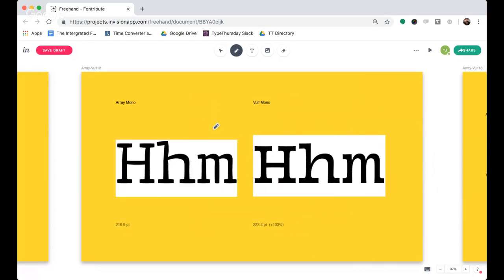Okay, so now we've got the comparison of the capitals to the lowercase and their ascenders to the x-height relationships. What we'll notice is that Vulf Mono has a much wider form in the capital versus the Array Mono approach. Both of them are introducing a higher ascender versus the cap height. We can see that relationship.